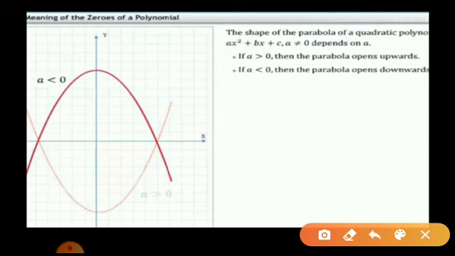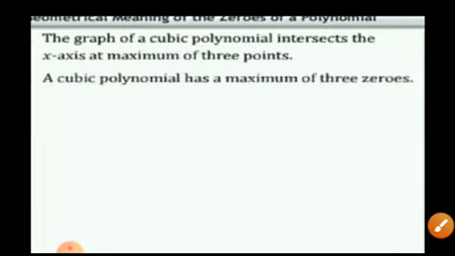Okay, now check. This parabola intersects the x-axis at how many points? It intersects at 2 points. And therefore, the number of zeros for this polynomial will be 2. In general, for a quadratic polynomial, you will have a maximum of 2 zeros. Okay? The graph of a cubic polynomial intersects the x-axis at a maximum of 3 points.